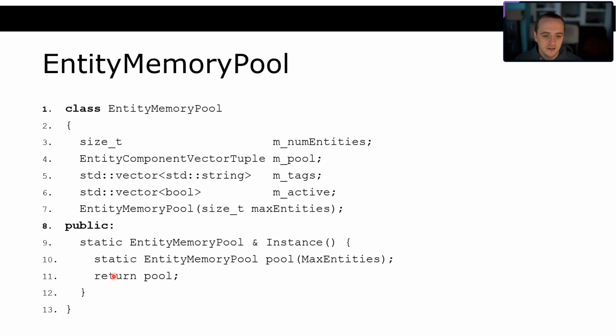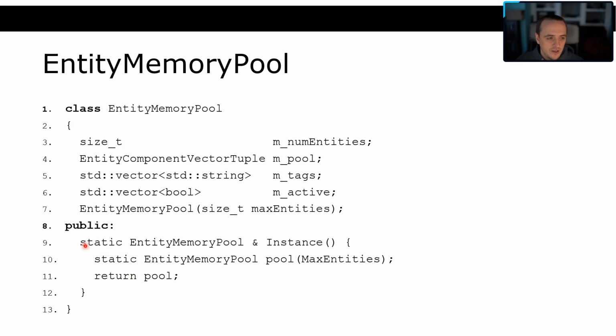So we're going to make it a singleton class. And the way we do that in C++ is magically simple, okay? We're going to create a static function on the entity memory pool class, and that static function is going to be called in order to get access to the single instance of this singleton class. So this static function is going to return a reference to the instance of entity memory pool, and the way we do that is as follows.